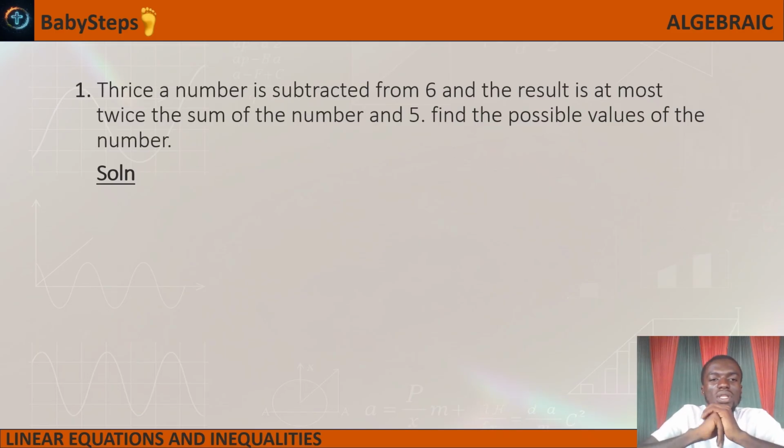Now in this particular question, they said thrice a number. We don't know that number. So the first thing that has to come into your mind is, let's represent that number with a variable. In our instance, we can say x. So thrice a number means 3 times the number. You have to understand maths. Maths is like English. Thrice a number is 3 times a number.